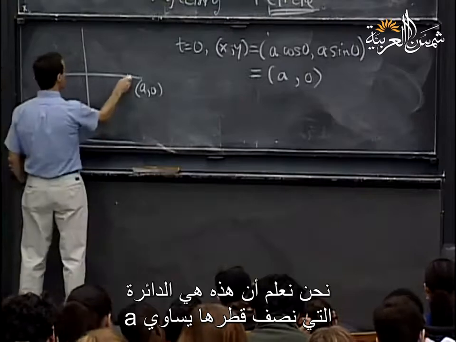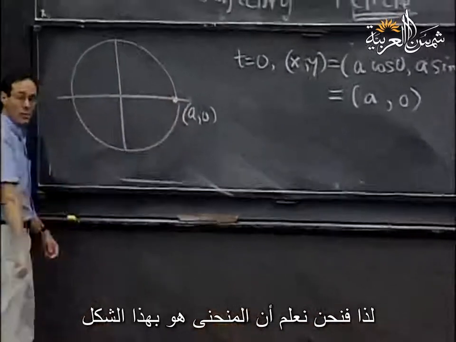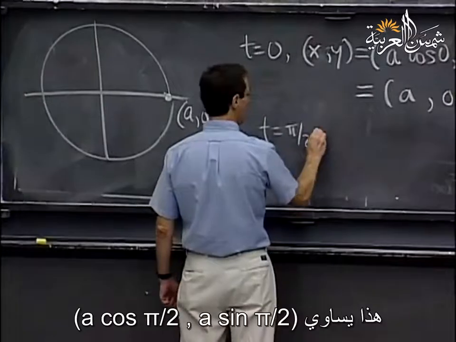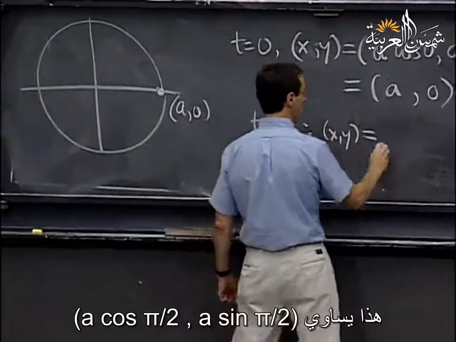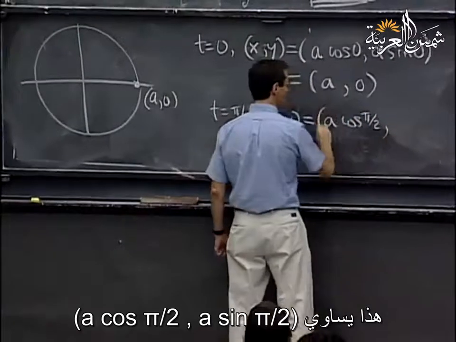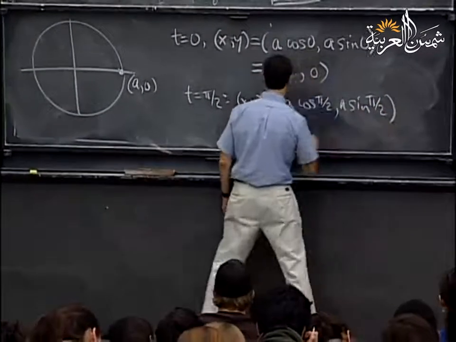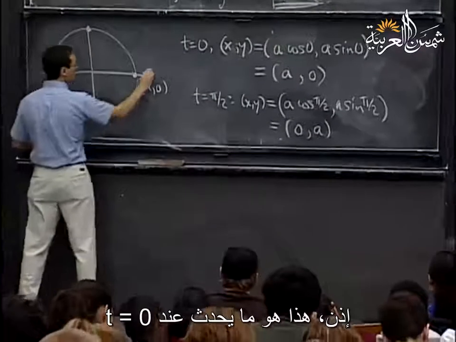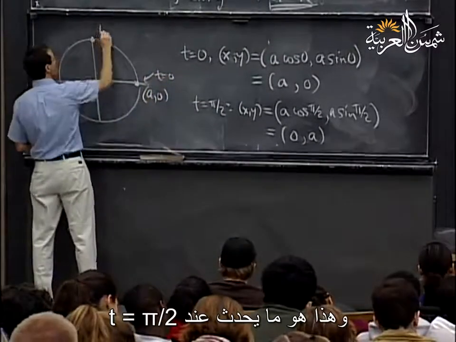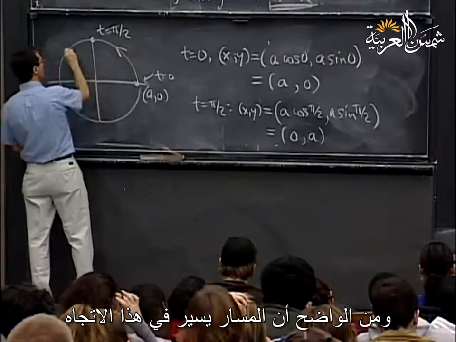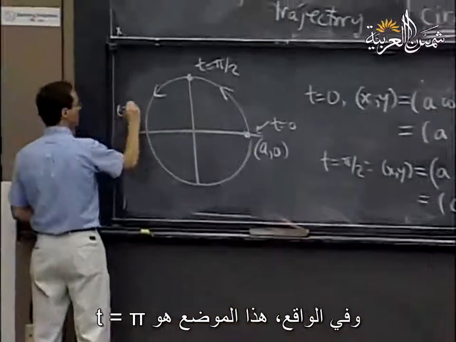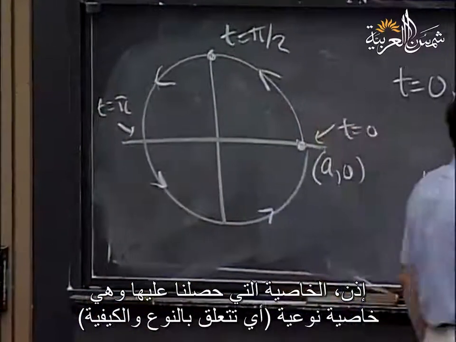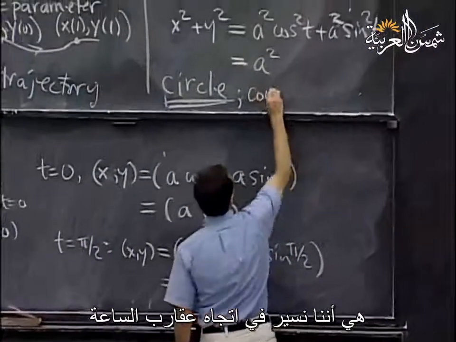We know that it's the circle of radius a, so we know that the curve is going to go around like this somehow. So let's see what happens at t equals pi over 2. At that point, we have x, y equal to a cosine pi over 2, a sine pi over 2, which is 0, a, because sine of pi over 2 is 1. So that's up here. This is what happens at t equals 0. This is what happens at t equals pi over 2, and the trajectory clearly goes this way. In fact, this turns out to be t equals pi, etc., and it repeats at t equals 2 pi. The other feature that we have, which is a qualitative feature, is that it's counterclockwise.